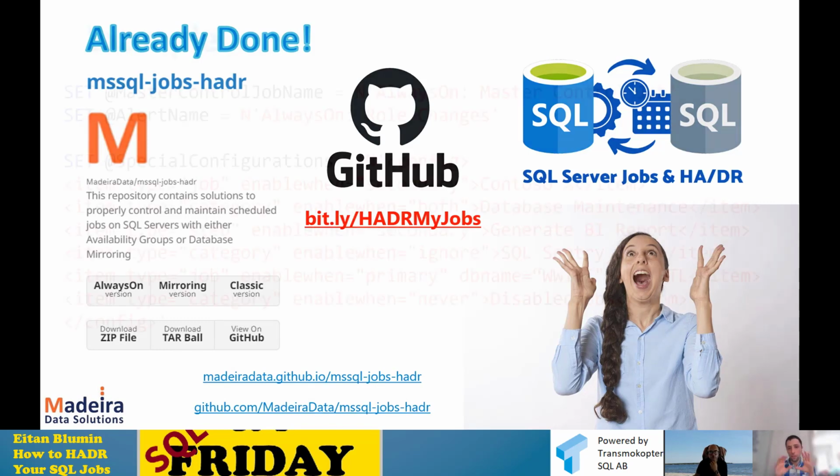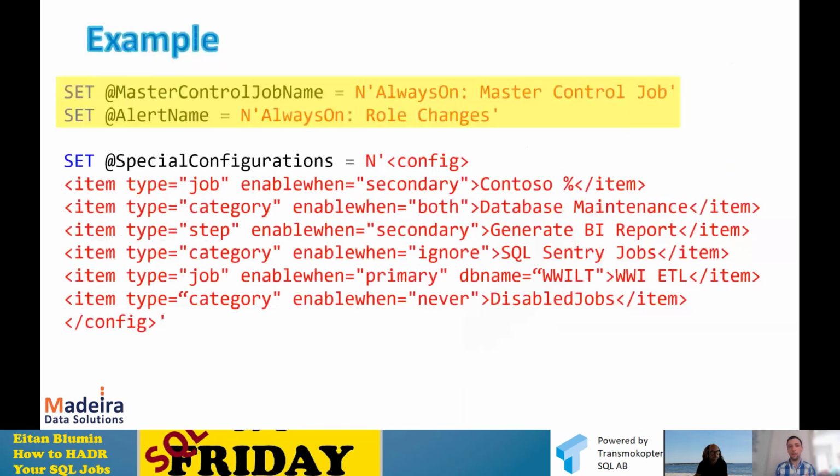I'm going to go ahead and show you the basics of how to use this solution. The solution is basically one single T-SQL script that creates the master control job and the corresponding alert. It also has these 3 parameters at the top of the script, which say what name I want to give to the master control job, what name I want to give to the alert, and then there are all kinds of special configurations for special use cases.